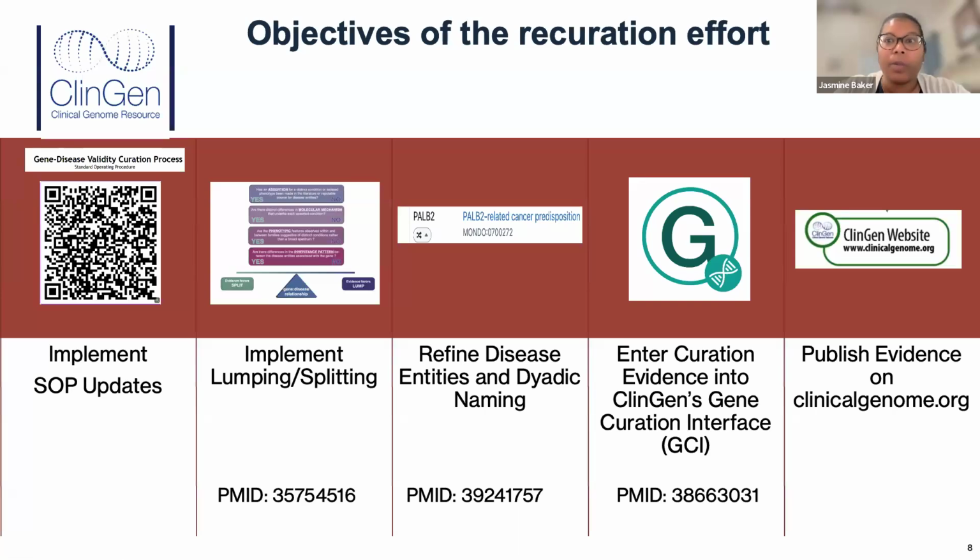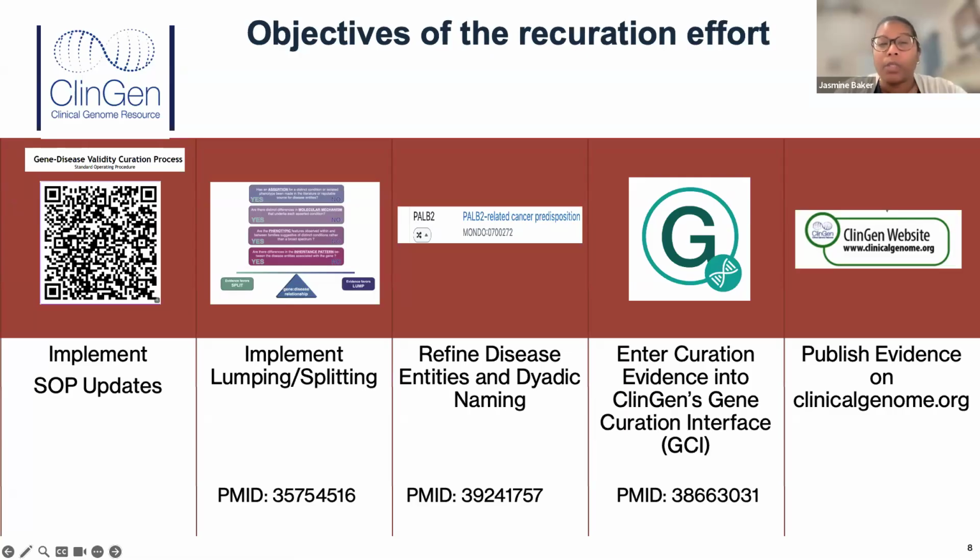We also wanted to implement lumping and splitting. Lumping and splitting is a procedure that ClinGen has defined, and you can read more about it in the PMID listed below. It goes through several steps that we'll go through in detail in the next slide for us to determine if we want to combine disease entities together, if we are doing a curation, or if we want to keep them separate. We also redefine disease entities and their dyadic naming with the help of our great friends at Mondo with the Monarch Archive. And I'll show you some of that today as well, and how you can see our ClinGen specific labels on their website.